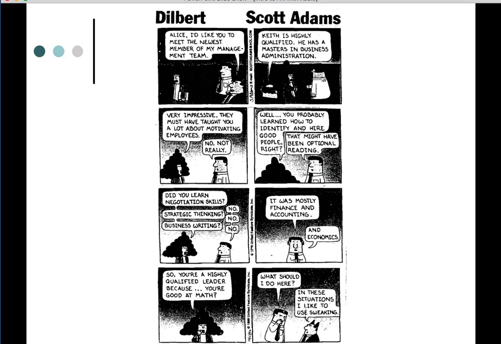Page 7, or slide 7, is one of my favorite Dilbert cartoons, and you can read there to see what it is. But the bottom line is Alice is asking why this guy is qualified to be a manager because he has an MBA, and she asked him what he learned in his studies, and he didn't learn how to motivate people. He didn't learn how to hire the right people. He didn't know how to negotiate, to think strategically, or to do business writing, communication, and things like that. He said he learned finance, accounting, and economics. And so basically what Alice says is you're a highly qualified leader because you're good at math.